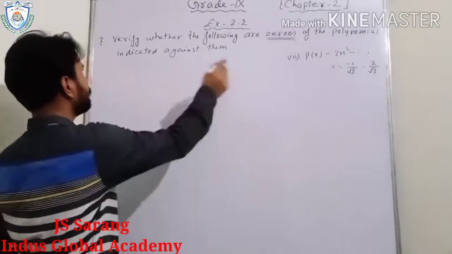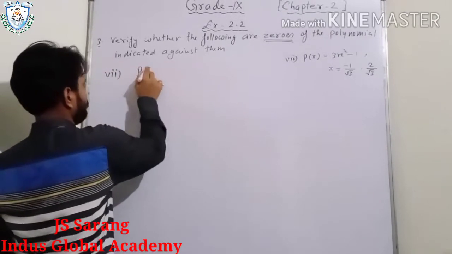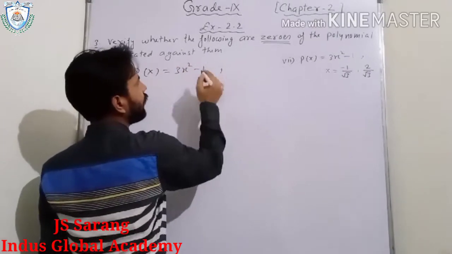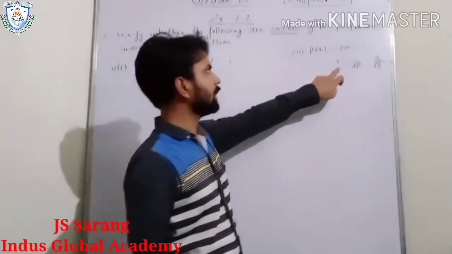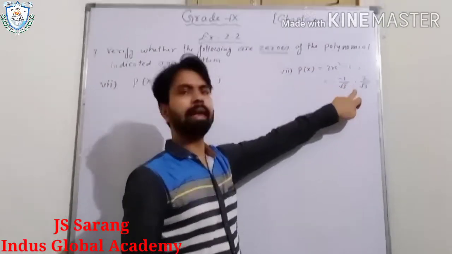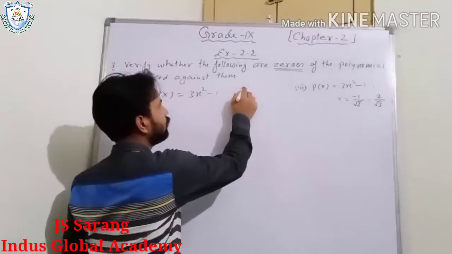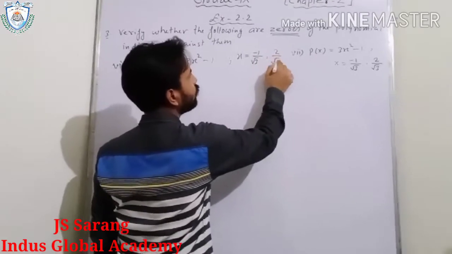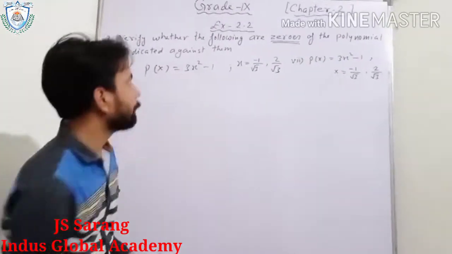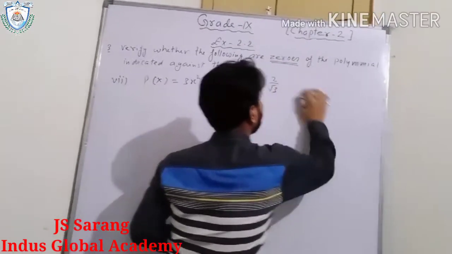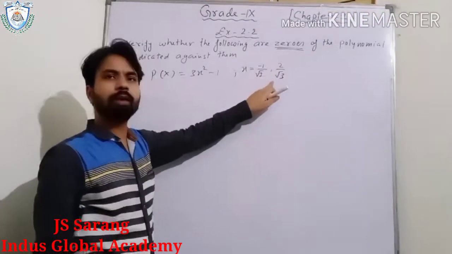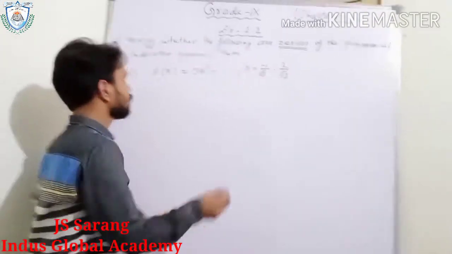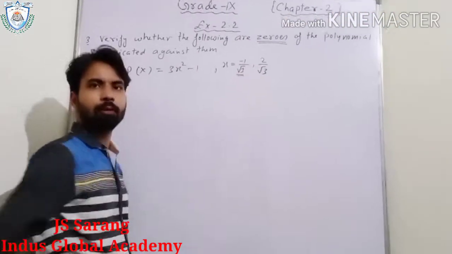So the seventh part is here. P of x equal to 3x square minus 1 and the values indicated against it are two. The first value is minus 1 upon root 3 and the second value is 2 upon root 3. So there are two values given: x equal to minus 1 upon under root 3 and the second value is 2 upon root 3. Clear? So we have to check whether these two values of x, minus 1 upon root 3 and 2 upon root 3, are zeros of this polynomial or not. Clear?